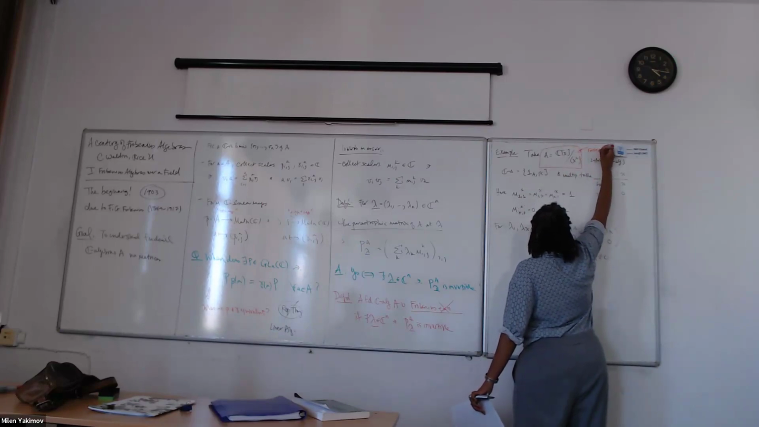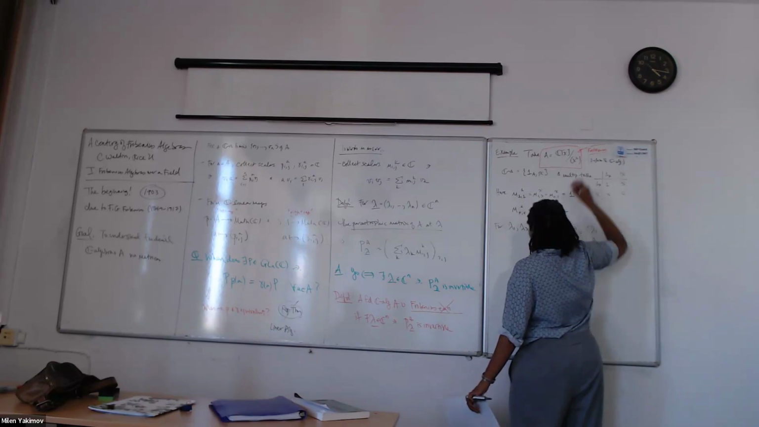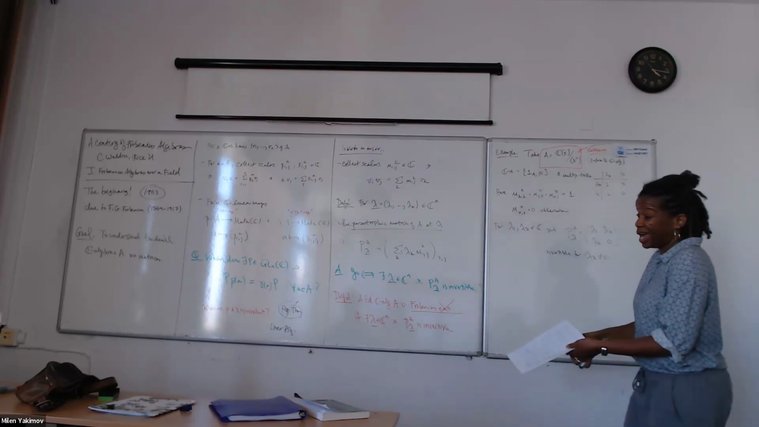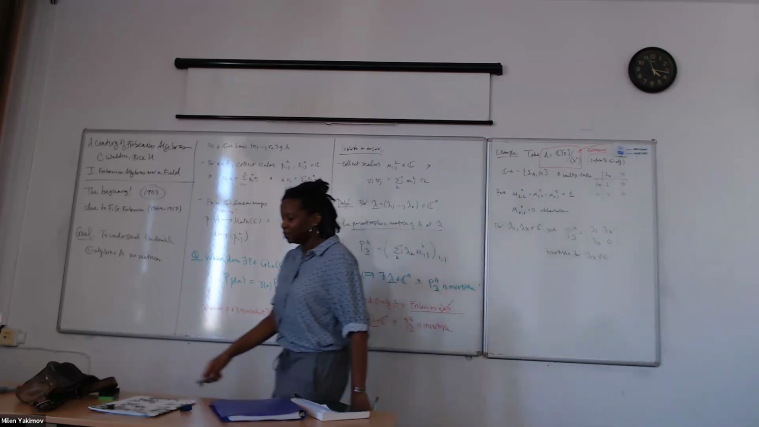It's a very elementary way of checking if an algebra is Frobenius. And of course, this works best when your algebra has small dimension.